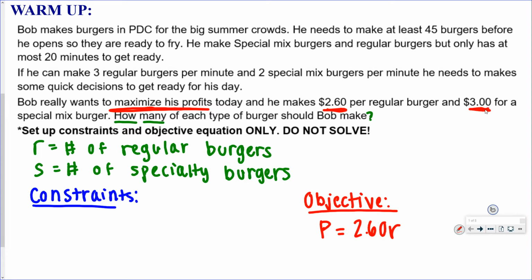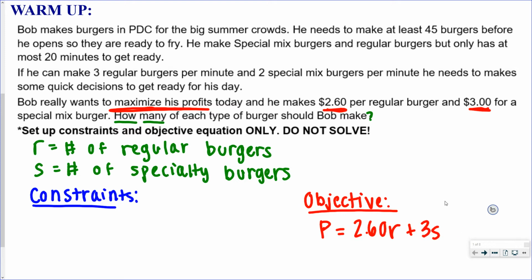$3 for every specialty burger. Well, S is my number of specialty burgers. So if I total that with 3S, that's my objective. That's what I'm trying to find the maximum of. Okay? Not always, but usually that one is dealing with money because you're usually looking to maximize your profit or minimize your costs.